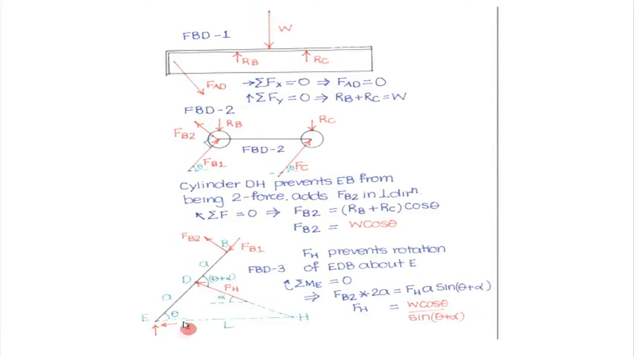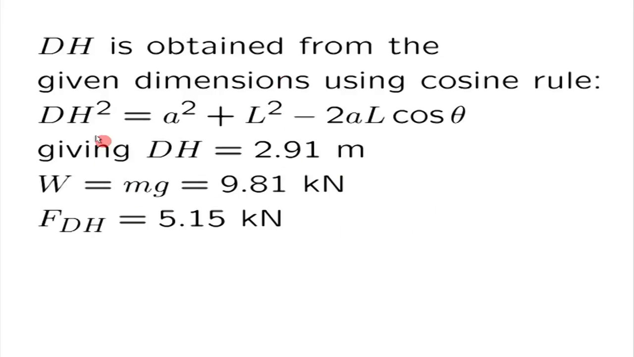And what that is can be obtained. So we can obtain dh. We know a, we know theta, we know l. We can obtain dh by using the cos rule. And once we obtain dh, we can just use the sine rule to find out what is sine of theta plus alpha. That is, l divided by sine of theta plus alpha will be equal to dh divided by sine theta. And from the sine rule, we can immediately obtain what this ratio is. And then we are done. The answer comes out to 5.15 kilonewton, which many of you have obtained properly.